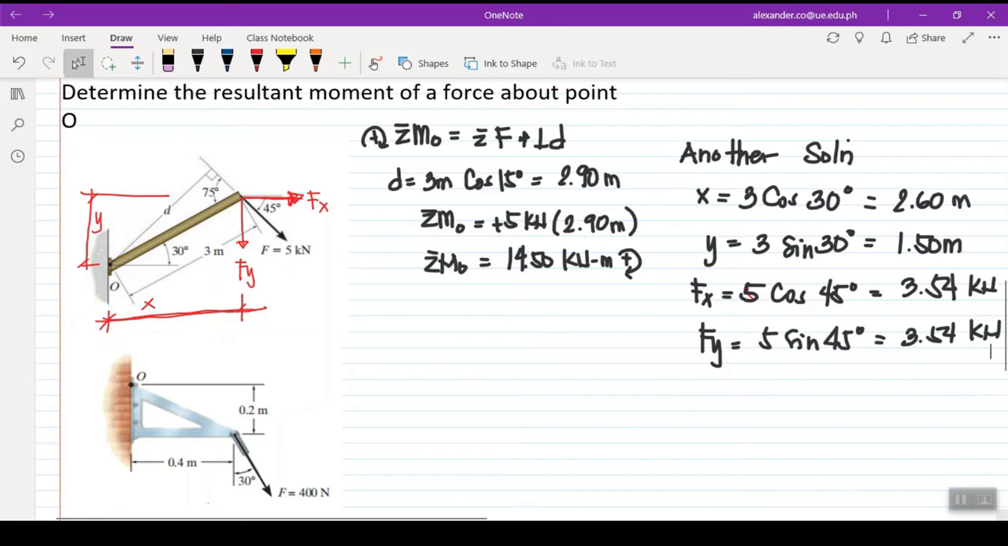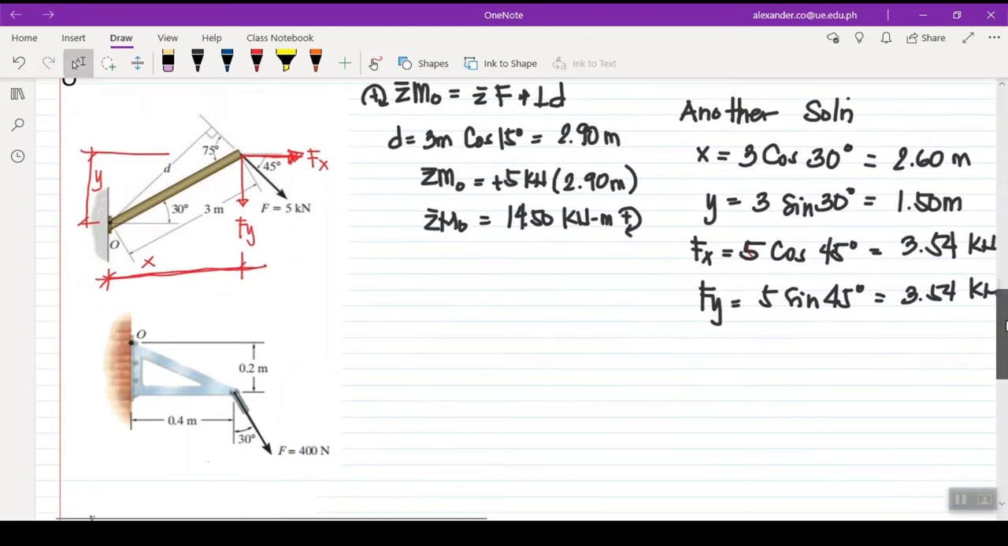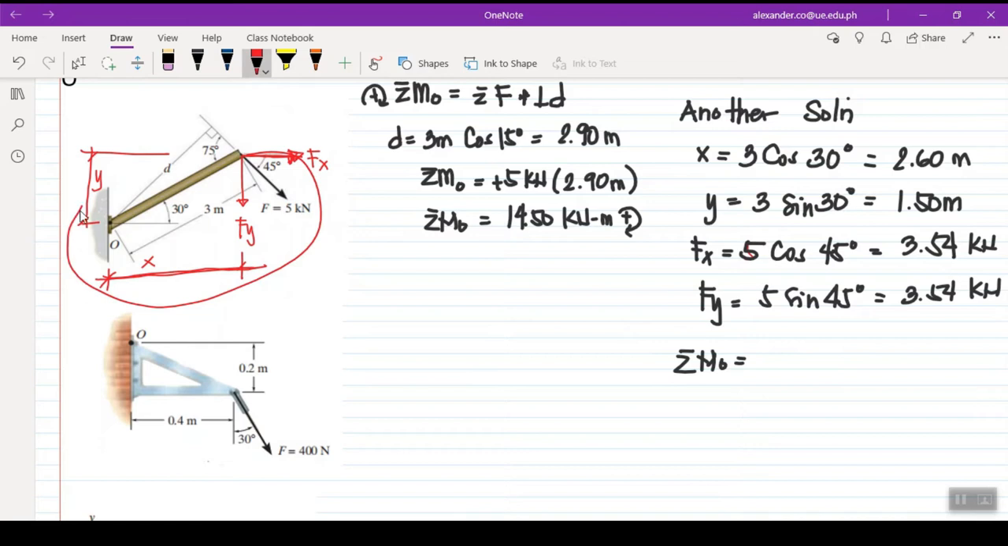So, ngayon, medyo mahaba siya. Ano ngayon yung kanyang final answer? So, summation of moment at point O. Unahin natin x component. So, yung f of x na yan, magro-rotate siya ng clockwise din. So, yung fy clockwise din. Okay? So, ibig sabihin, positive.